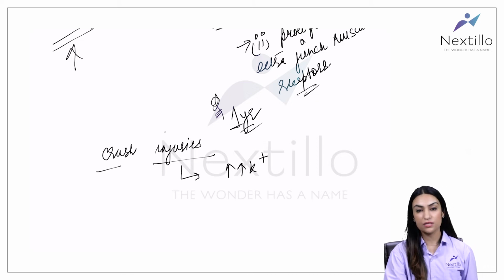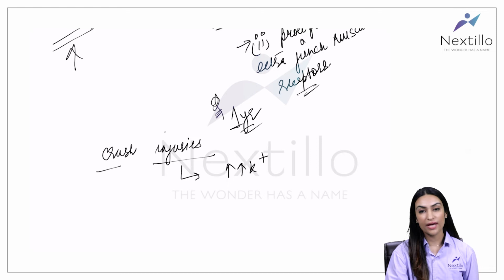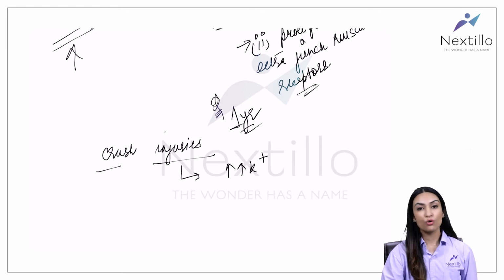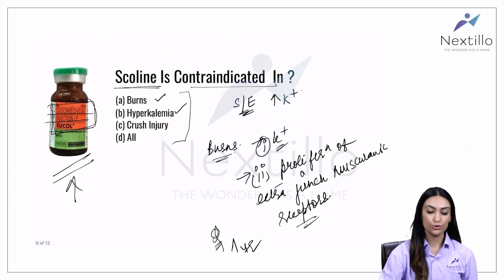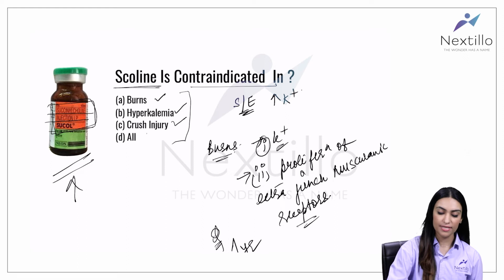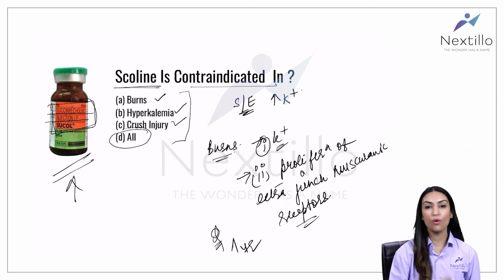Hyperkalemia, rhabdomyolysis, acidosis, metabolic acidosis. All right. So these are the things that crush injuries have. So obviously, again, we are not going to use crush injuries. Hence, the answer over here is going to be all of the above.